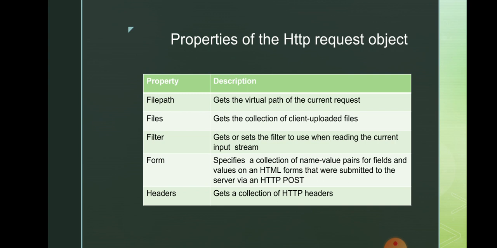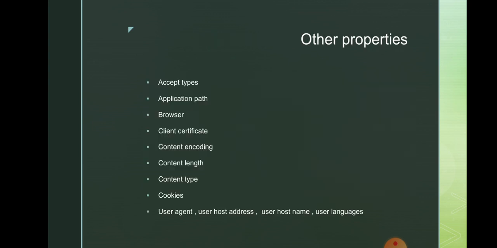Next, headers. It helps to get a collection of HTTP headers. You all know about the HTTP headers. You already studied it in your web technology and also in computer network. Okay, got it, students? HTTP header. There is an HTTP packet. The HTTP packet has some structure. There is an HTTP header field. That header can be obtained with the help of the property headers. Next, there may also be some other properties.